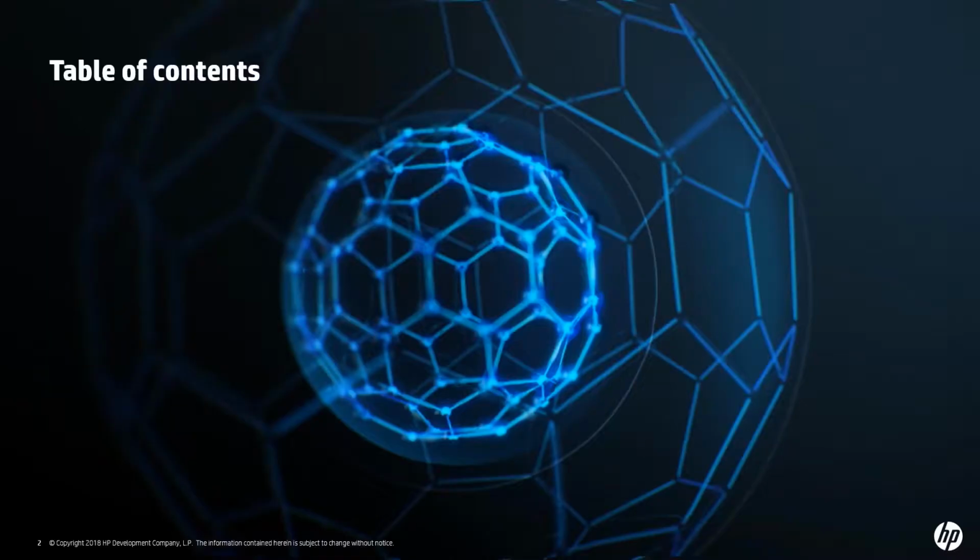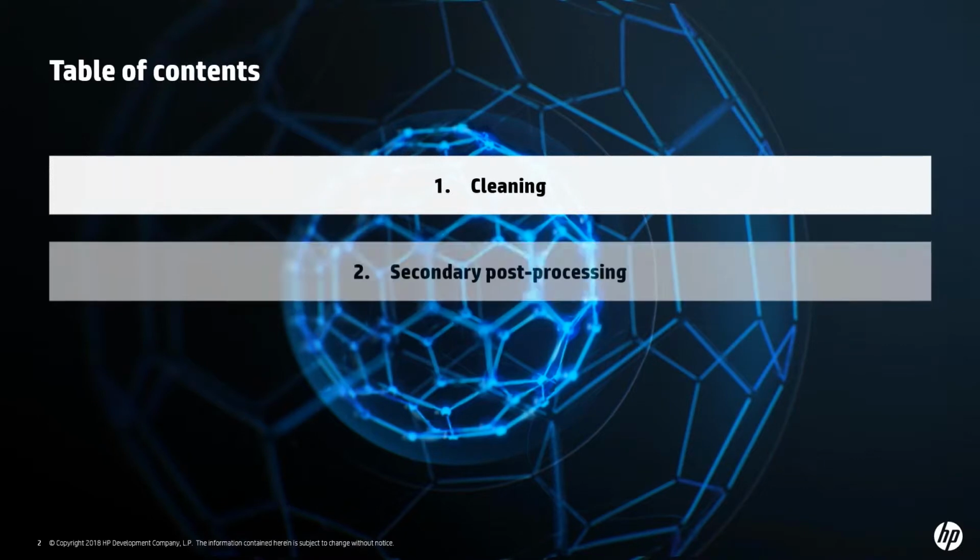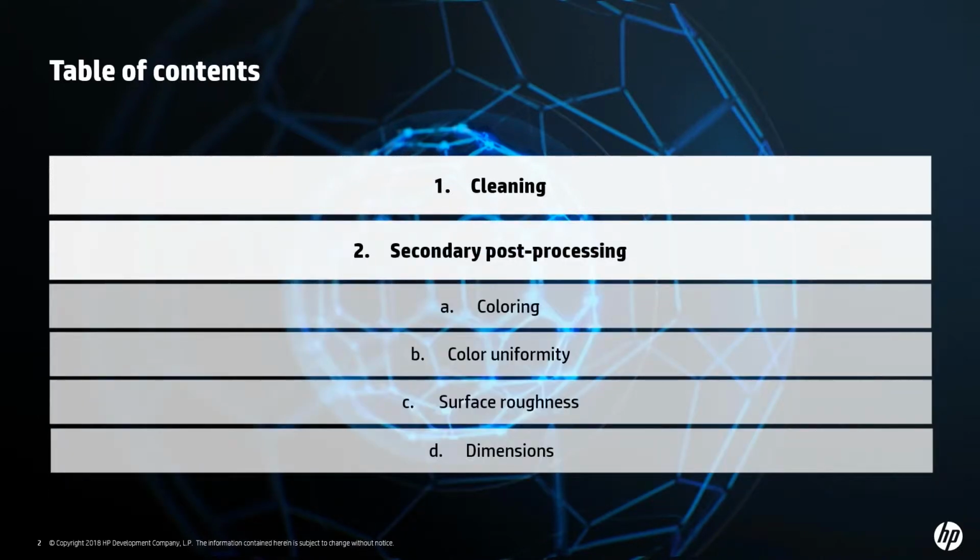In this session, I will cover how to clean multi-jet fusion parts, and we will compare the different options in terms of their advantages and disadvantages. Moreover, I will explain how to post-process the multi-jet fusion parts depending on the desired property that is trying to be achieved. And for that purpose, I will focus on 4 different areas: how to get part coloring, color uniformity, surface roughness, and dimensions. At the same time, I will provide some tips and tricks for each of the post-processes based on the knowledge that we have gathered during the last years with our internal testing and from customers that are using multi-jet fusion today.